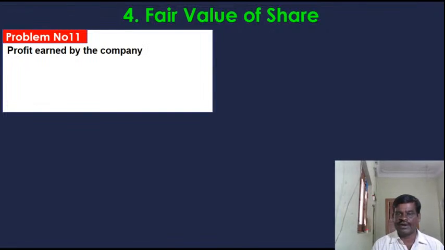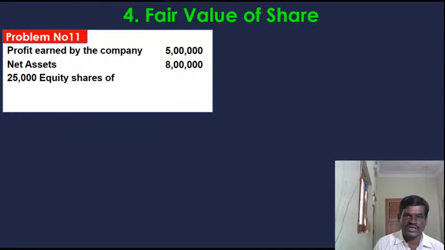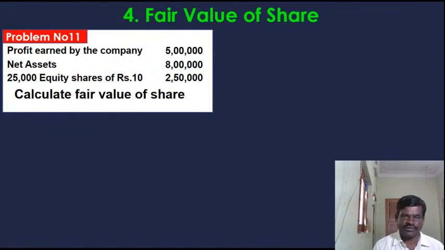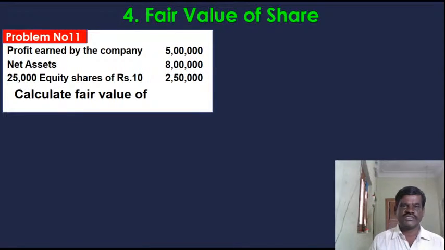Profit earned by the company is rupees 5 lakh. Net assets are rupees 8 lakh. There are 25,000 equity shares of rupees 10 each, which means 25,000 shares into 10, rupees 2,50,000 paid up share capital. Calculate the fair value of a share.